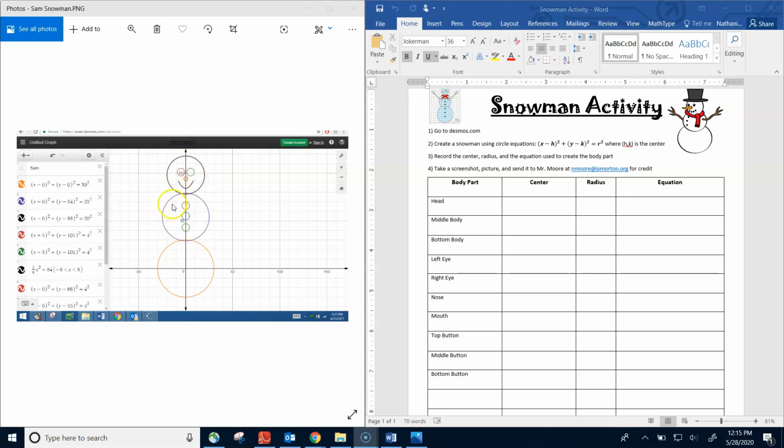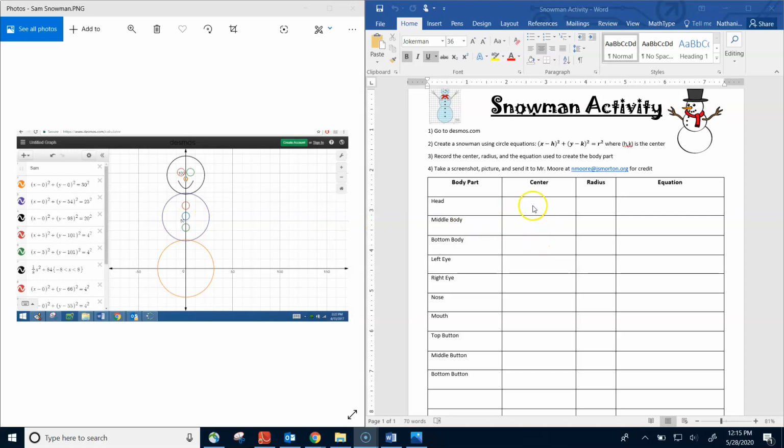There are going to be different pieces you're going to try to make. For instance, you need a head, a body, a bottom body, left eye, right eye, nose, mouth, and buttons, however many buttons you want to have. And then you can go a little bit nuts. If you see here, this person made a parabola to make a smile, which is one of the harder things to do.